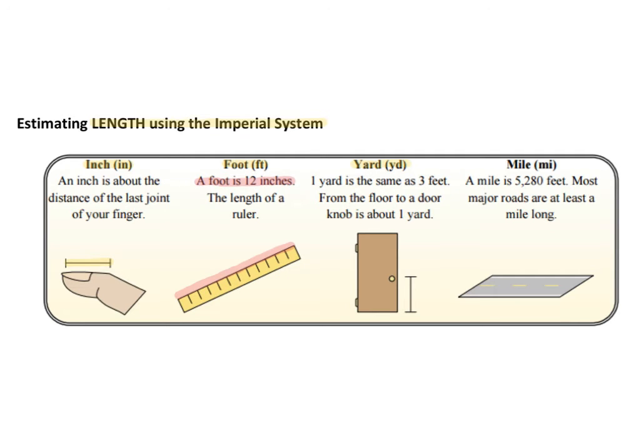A yard is the same as 3 feet. From the floor to a doorknob is about a yard. So a yard is pretty close to a meter. A mile is 5,280 feet. Most roads are at least a mile long.